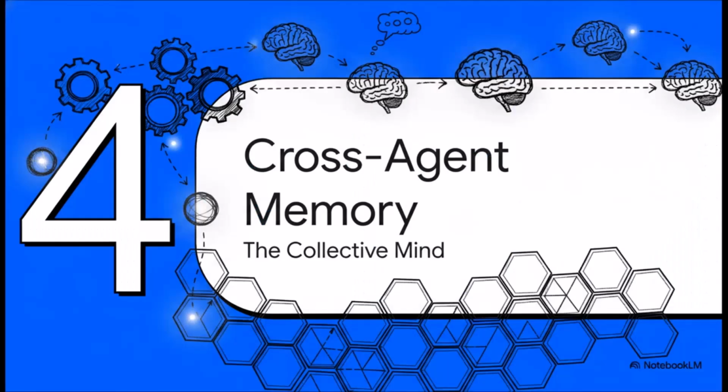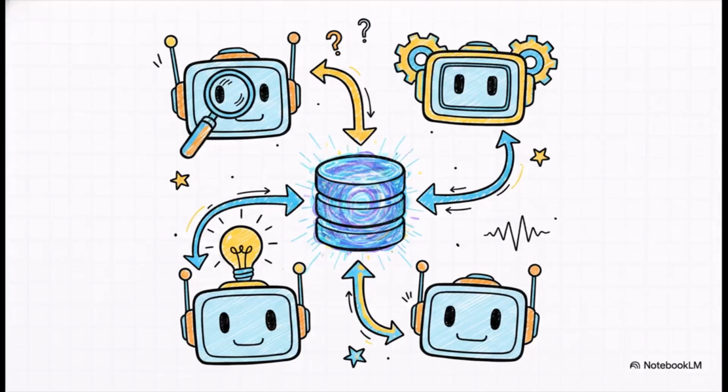All right, Section 4, cross-agent memory sharing, or what I like to call the collective mind. Let's zoom out a bit. What happens when you have a whole team of specialized agents that need to work together? Well, without shared memory, every single agent operates in total isolation. It's incredibly inefficient. But if you use a system like LangGraph's Store, specialized agents can pool their individual insights into a shared, cross-thread memory.